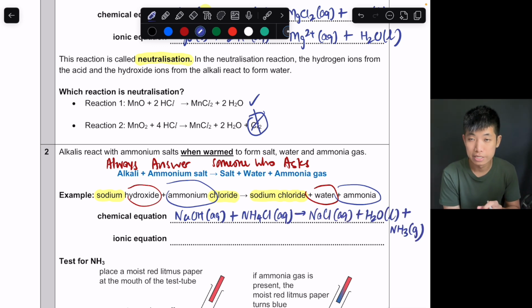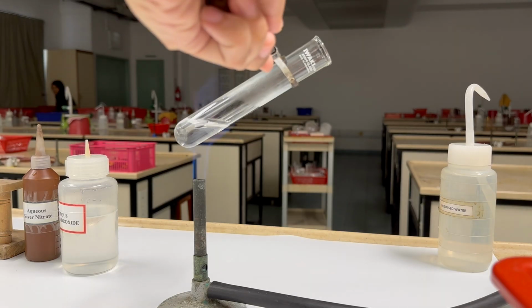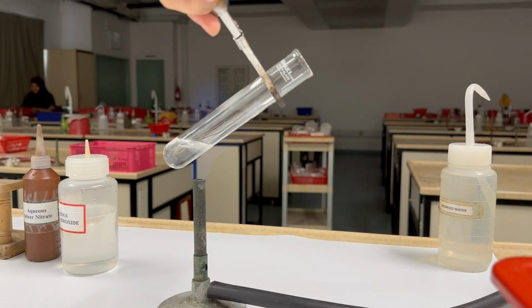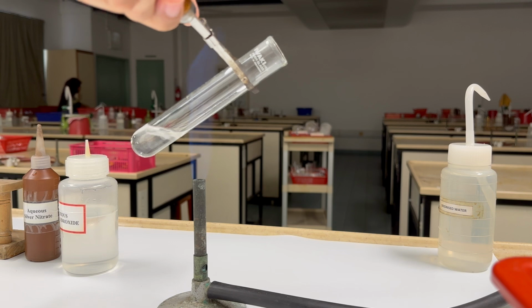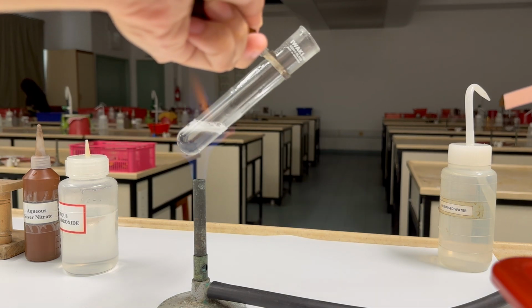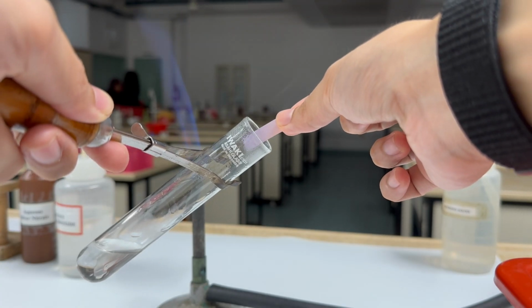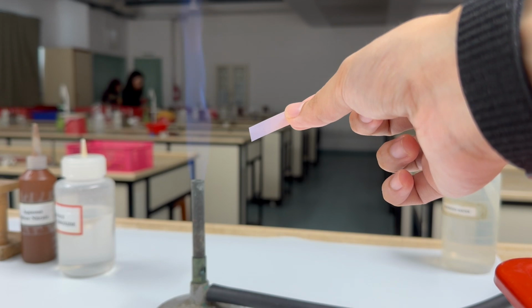Alright, so in the exam, if you exceed the line, make sure that your product still remains somewhere on the right hand side of the arrow. So don't go to the next line and write it below on the left hand side. To test for ammonia gas, we can use a moist red litmus paper. After warming, remove the test tube from the flame, then insert the litmus paper to the mouth of the test tube, and then it should turn blue.